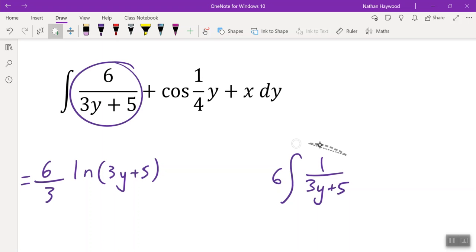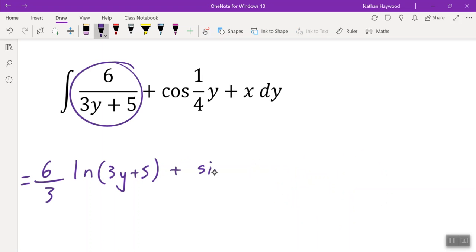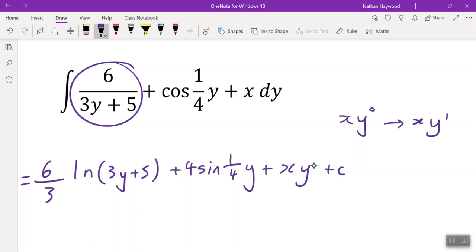Okay, so that's the first bit. Second bit, we've got cos quarter y. Cos becomes positive sine, and we divide by a quarter, which is the same as multiplying by 4. Okay, and then just to throw you, I had an x, so the integral of x dy, it's currently x with y to the 0, so we're going to add a 1. So it becomes x y to the power of 1, which is this.